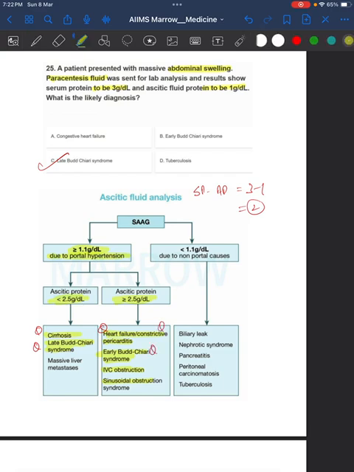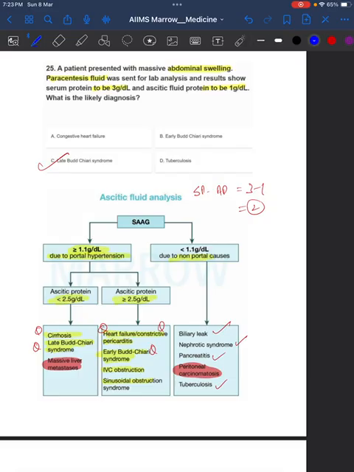Then in the other one, if the ratio would have been less than 1.1, then it is non-portal causes, like biliary leak, nephrotic syndrome, pancreatitis, tuberculosis. Now the next important point that I want you to remember is this. Metastasis to the liver leads to high SAAG, whereas metastasis to the peritoneum, peritoneal carcinomatosis, leads to low SAAG.